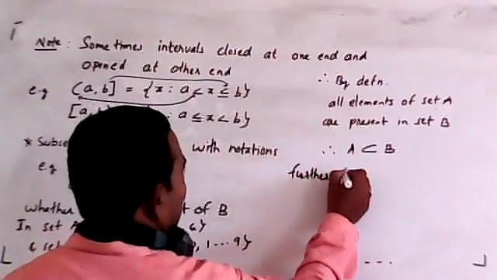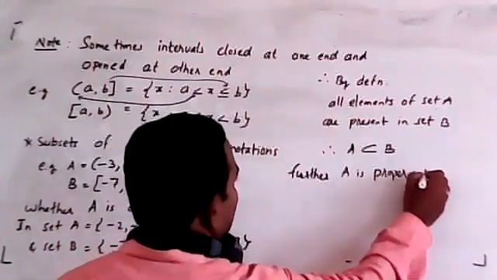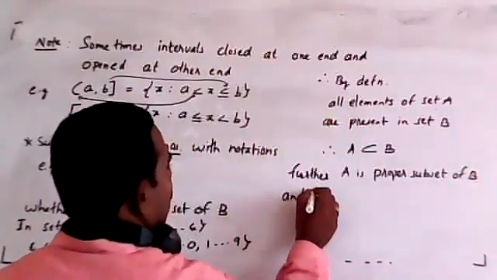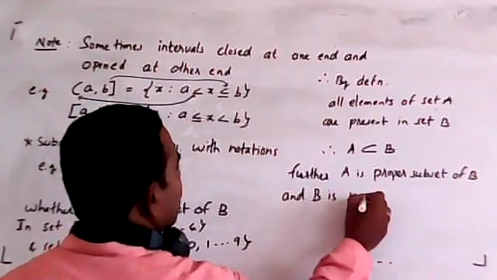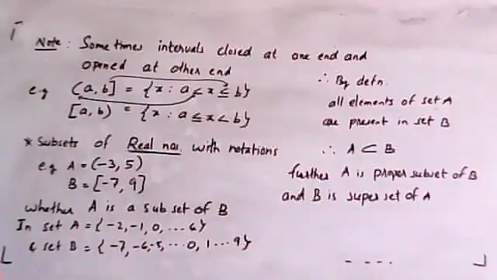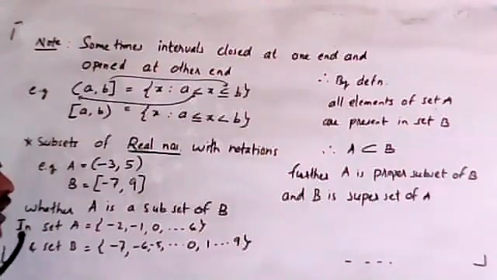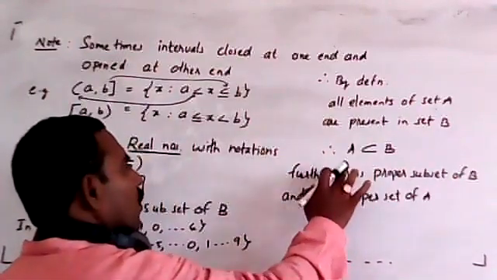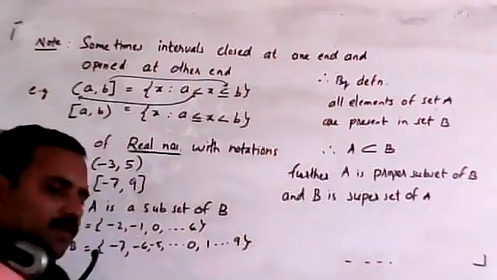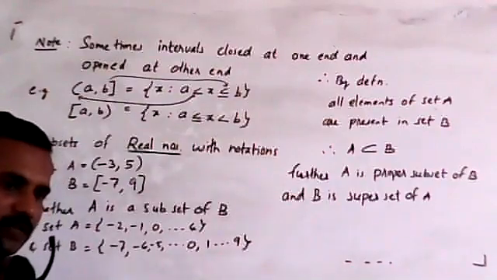Further, A is a proper subset of B and B is a superset of A. Why is it a superset? Because it has all the elements of A, along with a few more also, so it is a superset. And A has all elements in set B also, so what is it? A proper subset of B. Okay. Yes, B is a superset, correct.